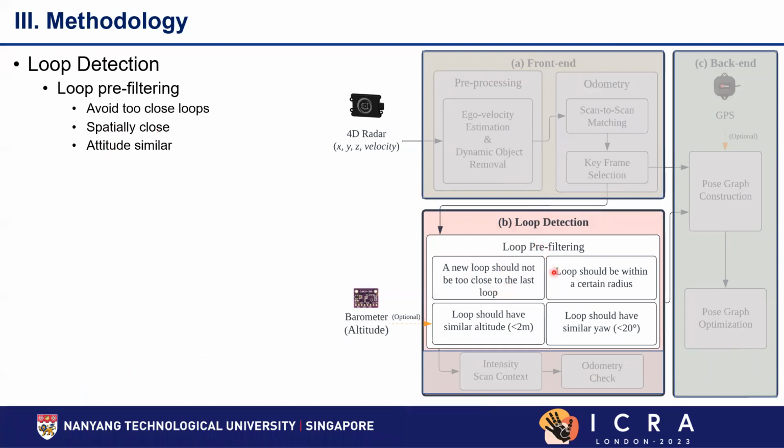In the loop detection module, we introduced four rule-based steps to filter out the unlikely loops. For example, a new loop should not be too close to the previous loop, and the loop should be within a certain radius, and the query frame and the retrieved frame should have similar altitude, for example within 2 meters, and a similar yaw angle, that's to say within 20 degrees. So the loop pre-filtering will avoid too-close loops and will get two frames that are spatially close, and the two frames should also have similar attitude.